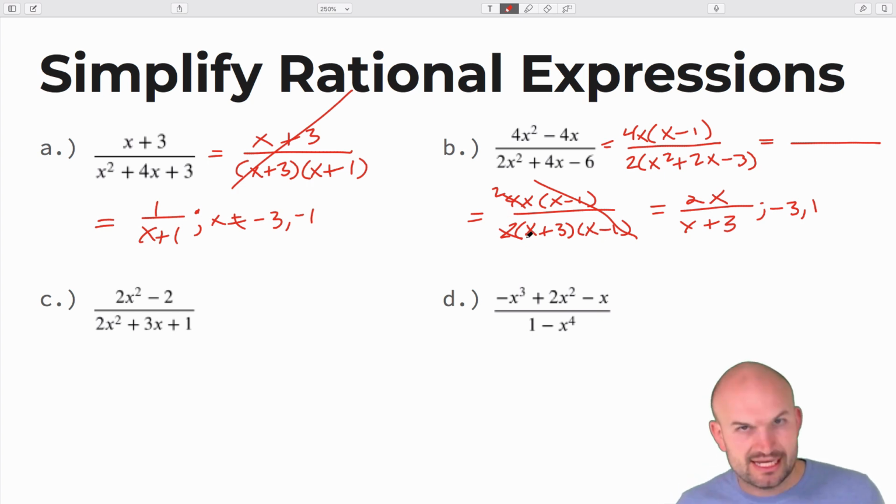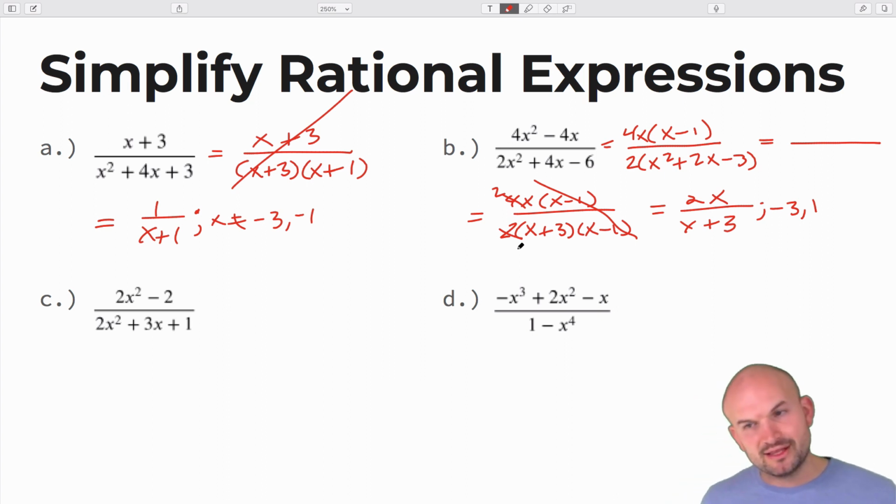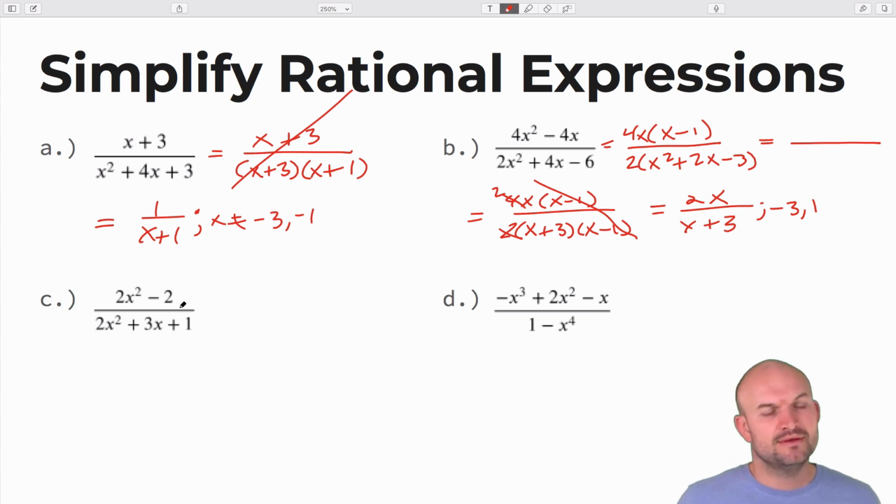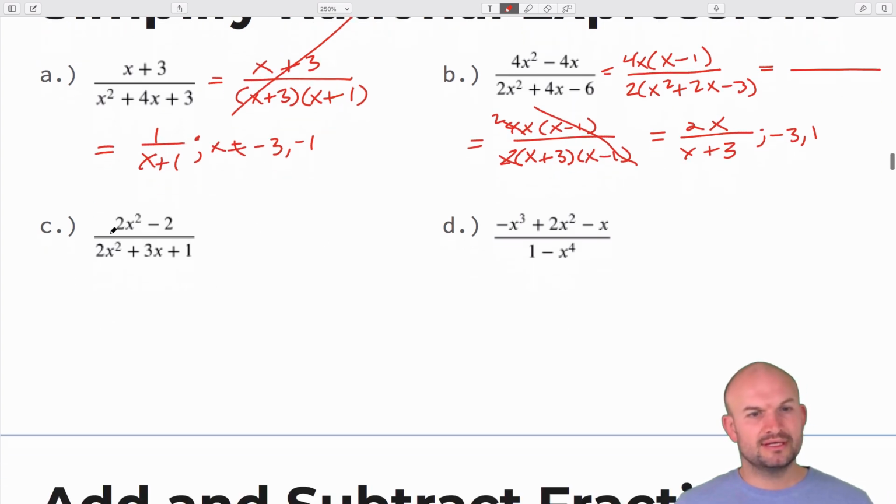2 is just a scalar, right? 2 is going to be a stretch or compression. And we remember that from polynomials. It's not actually going to impact our asymptotes, or, you know, anything that's going on with the zeros of the graph, or at least our excluded values for right now. All right, next one, let's go ahead and simplify here.